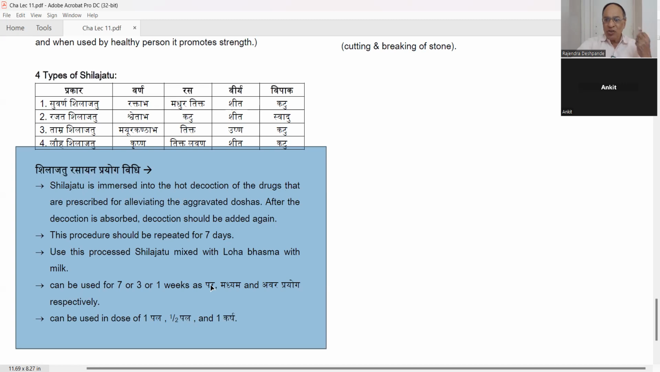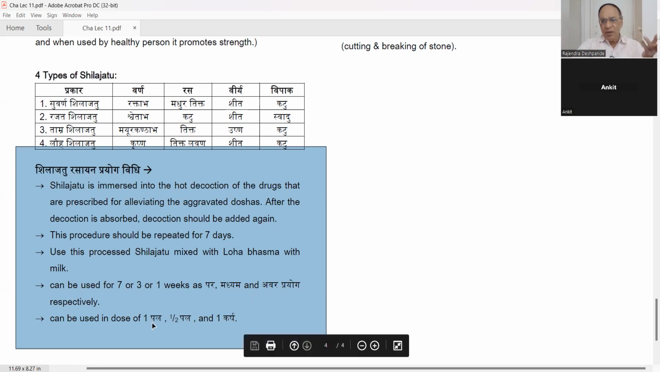Para is a very high potency use, that is 7 weeks it has been used. Then 3 weeks is a Madhyama type of management, and 1 week is the Avara Prayog type. That means very low, Avara, very low quality. This can be used as 1 Pala, then 1/2 Pala, or 1 Karsha.